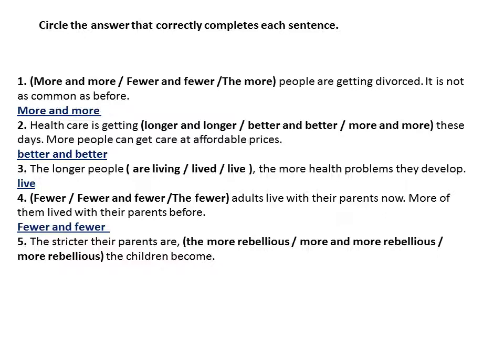Number four, fewer, fewer and fewer, the fewer adults live with their parents now. More of them lived with their parents before. Fewer and fewer. Great. Number five, the stricter their parents are, the more rebellious, more and more rebellious their children become. Yes, the more rebellious. Thank you.